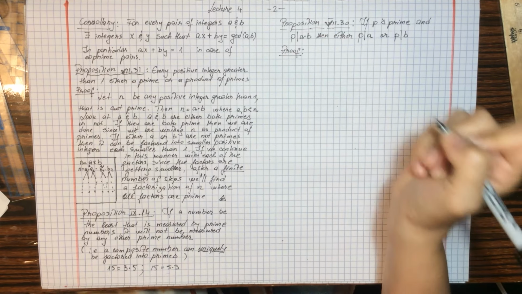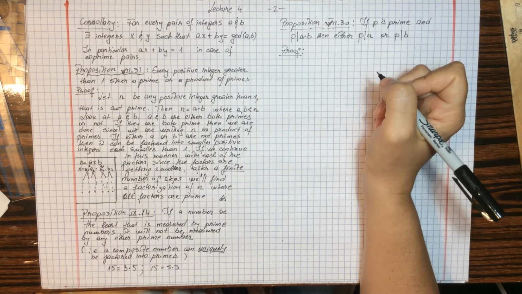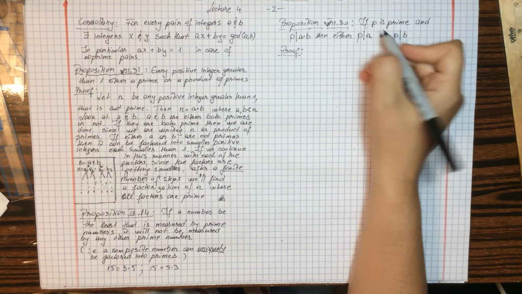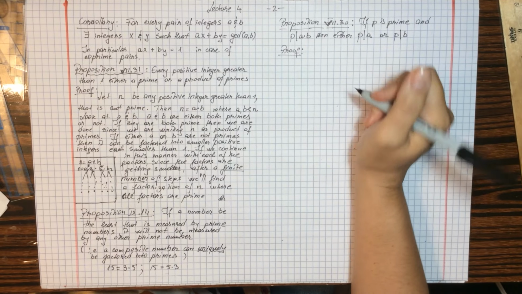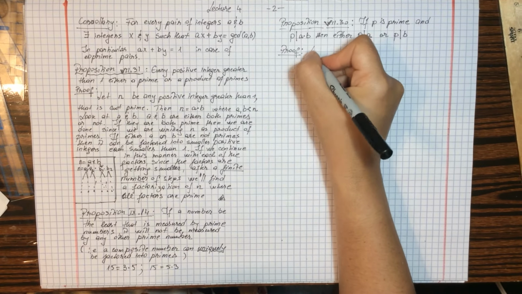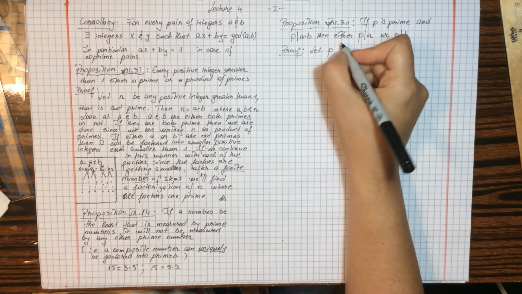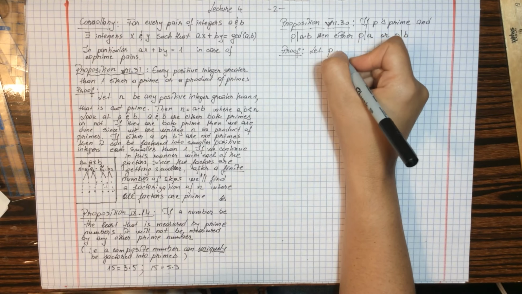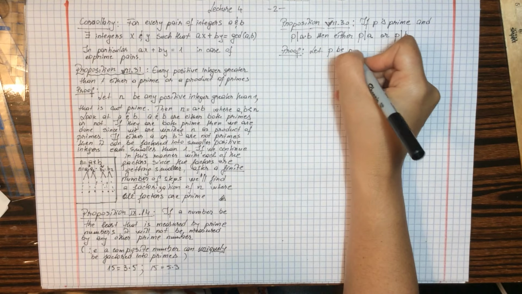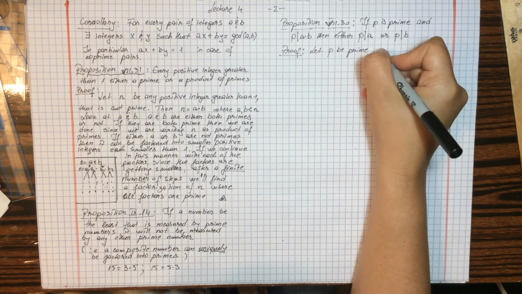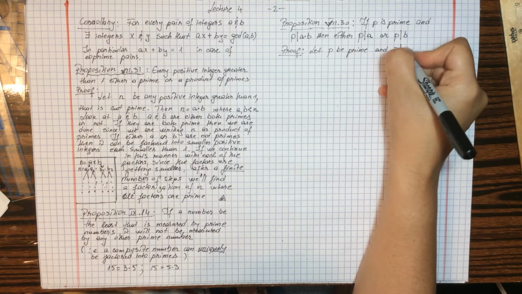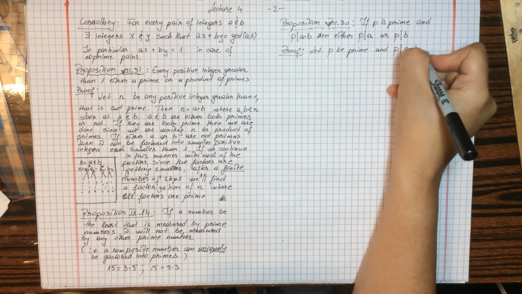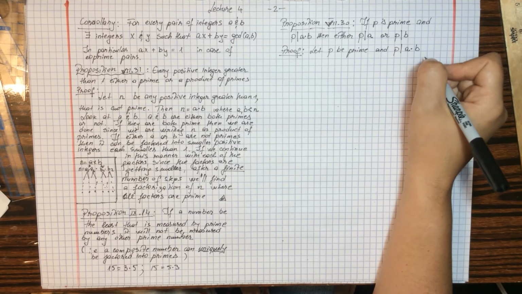Here's a proof of that. Let P be some prime number, an arbitrary prime. It is given that P divides A times B.